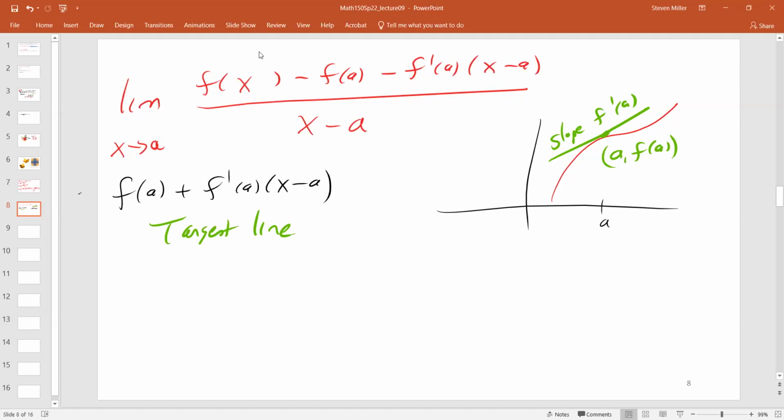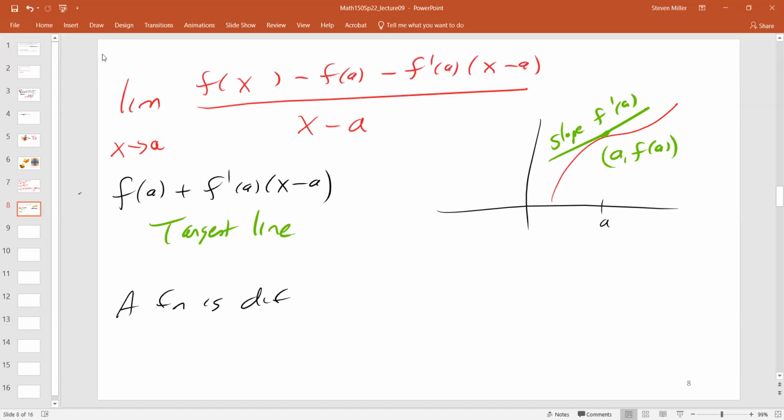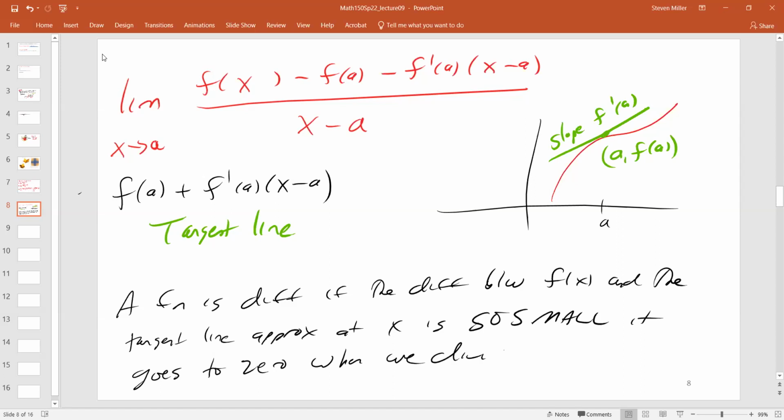So what we're saying in one dimension, the function is differentiable if the difference between f of x and the tangent line approximation at x is so small, it goes to 0 when we divide by x minus a.